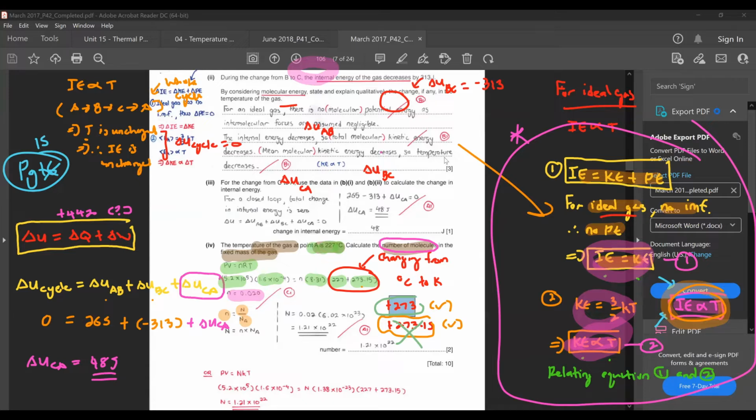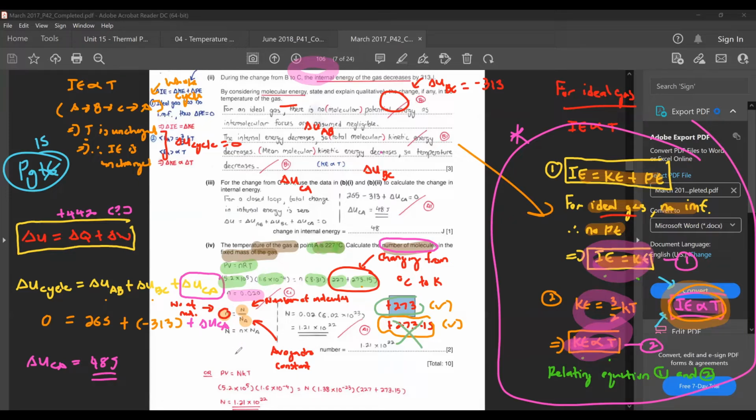Okay, so maybe I better just write it here since this is probably the first time you're seeing this. The N is number of molecules. The Na is a constant called your Avogadro constant. Okay, which is 6.02 times 10 power 23. So this n here is actually your number of moles. Okay.